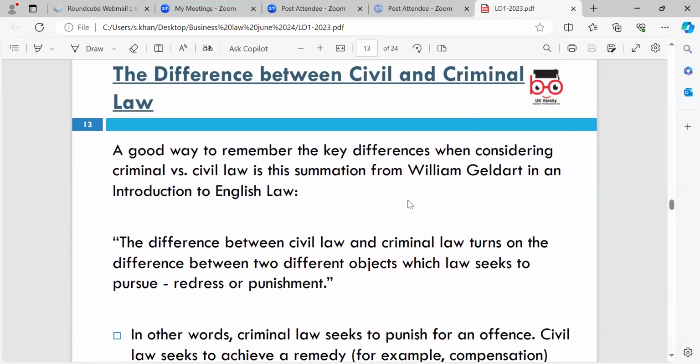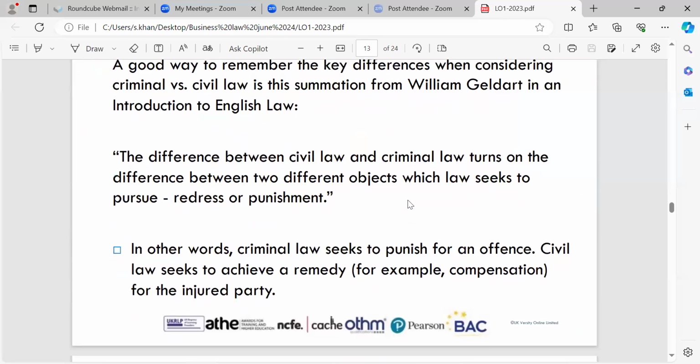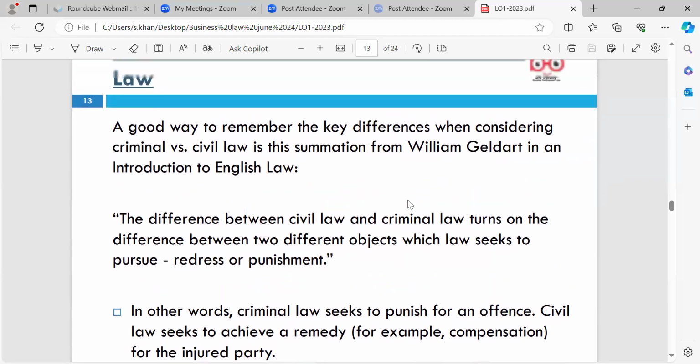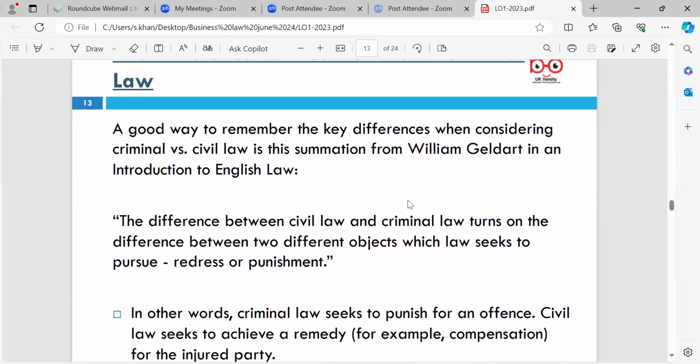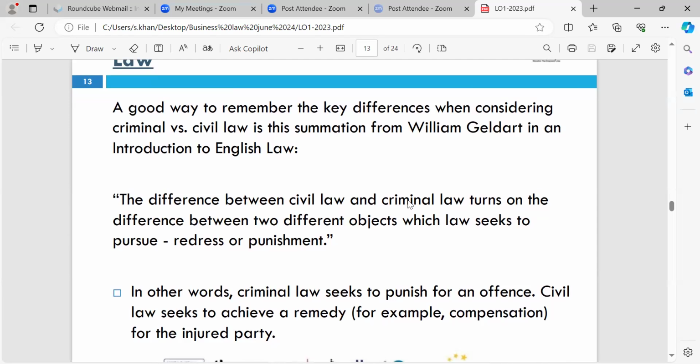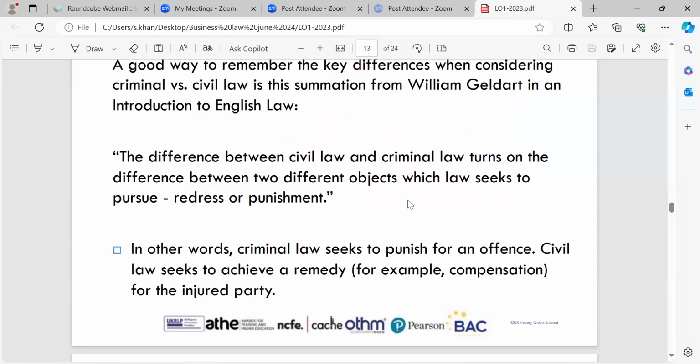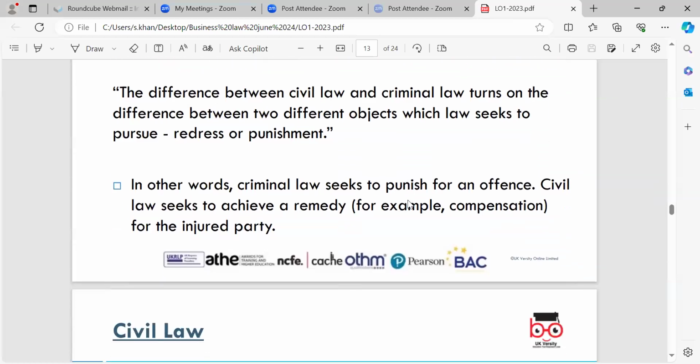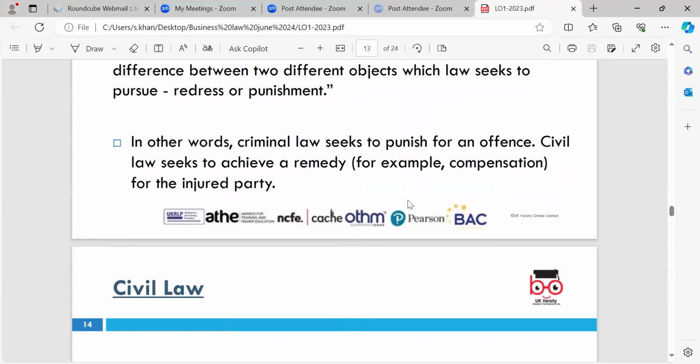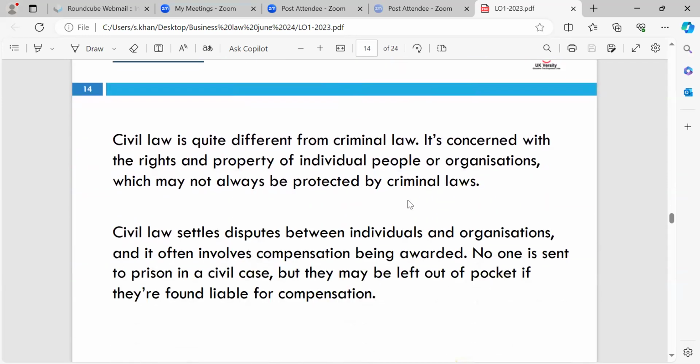The difference between criminal law and civil law. A way to describe the difference was a summation by William Geldart, who defined it as the difference between civil law and criminal law turns on the difference between the two different objects which law seeks to pursue, redress or punishment. In other words, criminal law seeks to punish for an offence. Civil law seeks to achieve a remedy, for example, compensation.